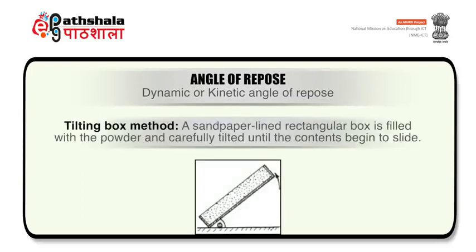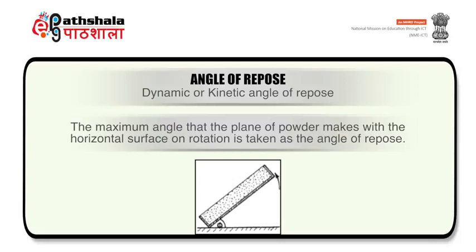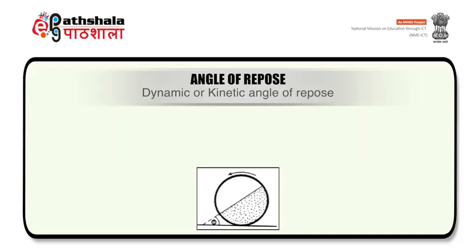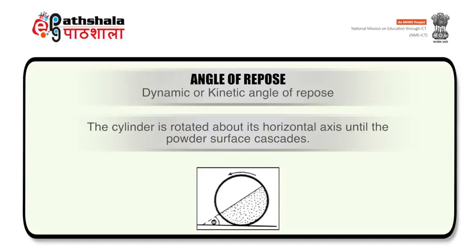The first method under this category is the tilting box method. In this method, a sandpaper lined rectangular box is filled with the powder and carefully tilted until the contents begin to slide. The maximum angle that the plane of powder makes with the horizontal surface on rotation is taken as the angle of repose. The second method is the rotating cylinder method. A typical dynamic test involves a hollow cylinder half filled with the test powder, with one end sealed by a transparent plate. The cylinder is rotated about its horizontal axis until the powder surface cascades.